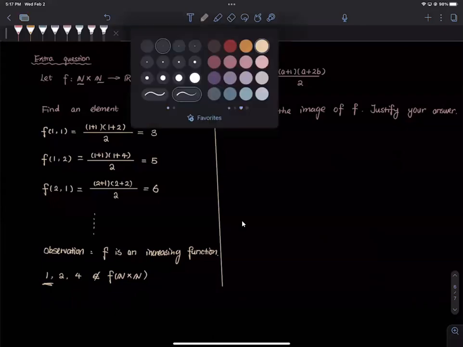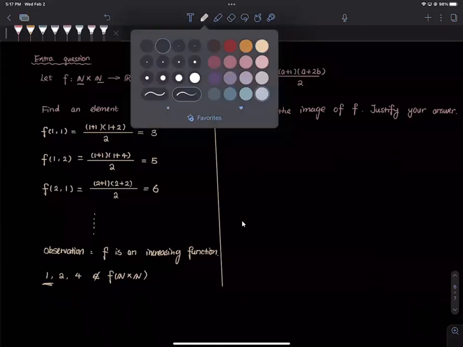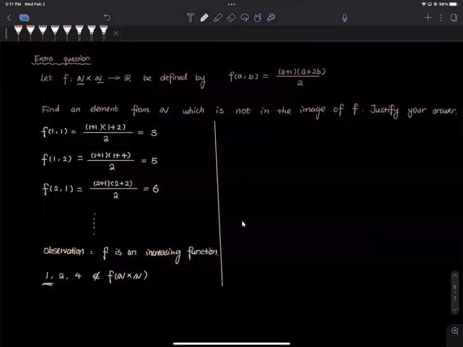So let me use another color. Here is my claim. Again, I'm going to claim that 1 is not in the image.